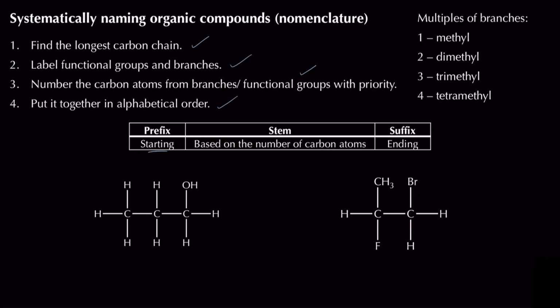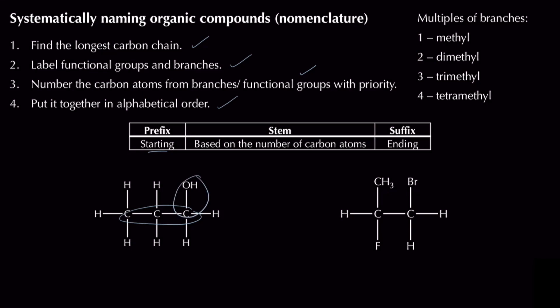Now, looking at this first one over here, I need to find the longest carbon chain. In this case, I've got 1, 2, 3 carbon atoms all together. So I know, of course, I've got my longest carbon chain being 3. So I've got 1, 2, 3 carbon atoms. I've got a carbon that's bonded to an oxygen, and then that oxygen is bonded to a hydrogen. So I know over here that I've actually got an alcohol.